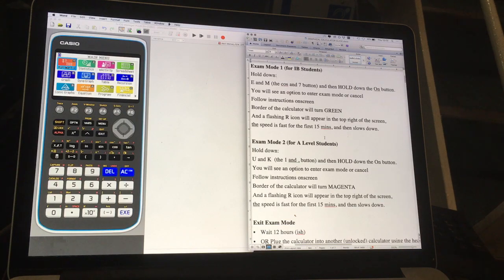Everyone managed to get it? It's a bit tricky sometimes. So yeah, if you push yes, it'll put it in exam mode. I'll tell you that in a minute. For now, just put it in exam mode.